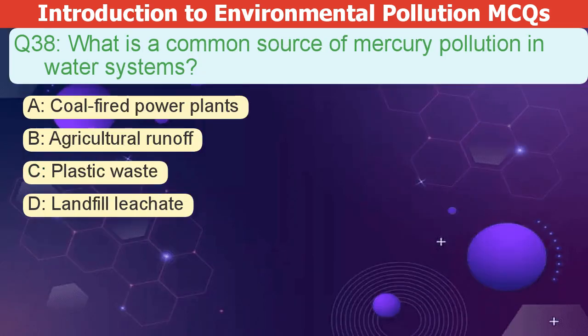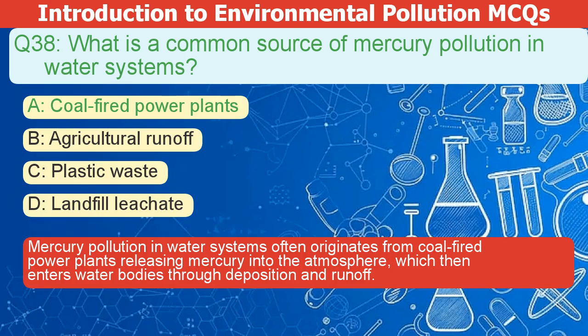What is a common source of mercury pollution in water systems? A. Coal-fired power plants. B. Agricultural runoff. C. Plastic waste. D. Landfill leachate. The correct answer is A.